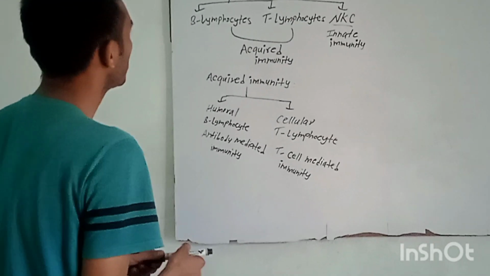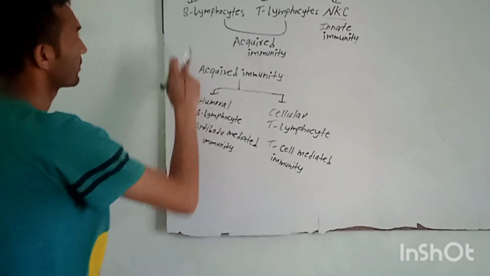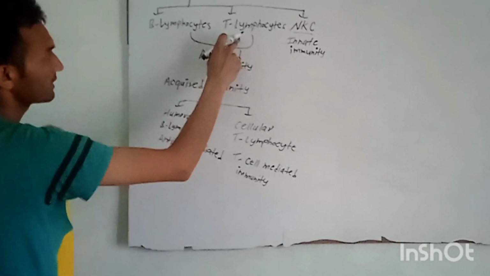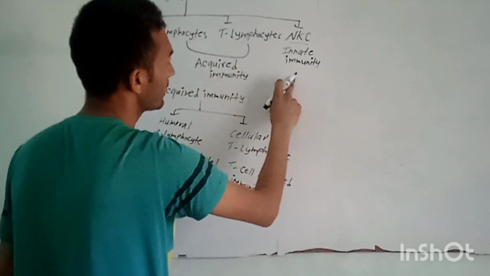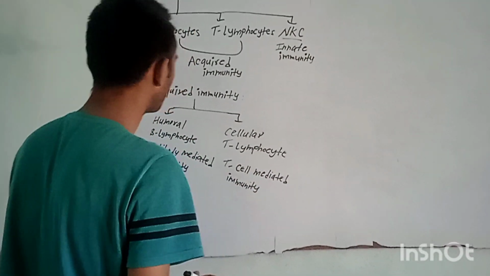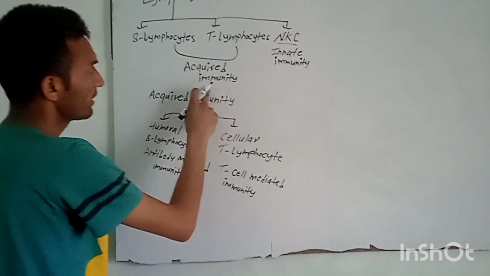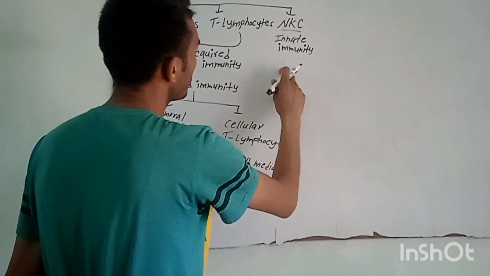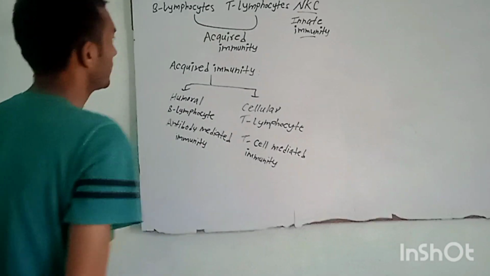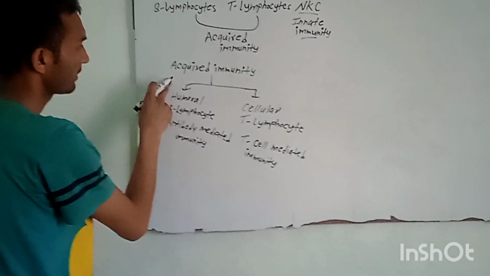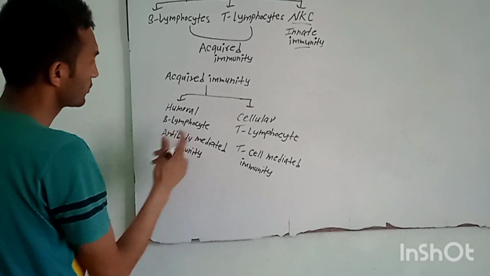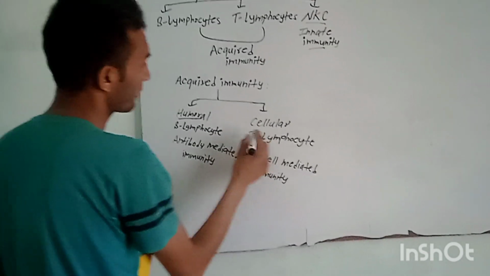Lymphocytes can be classified into three types: B lymphocyte, T lymphocyte, and natural killer cell. B lymphocyte and T lymphocyte are acquired immunity, and natural killer cell is innate immunity. Acquired immunity can be classified into two types: one is humoral, another is cellular.